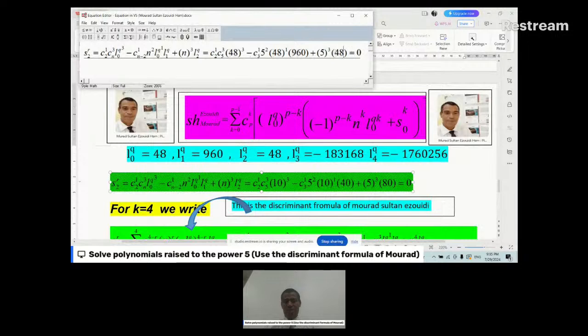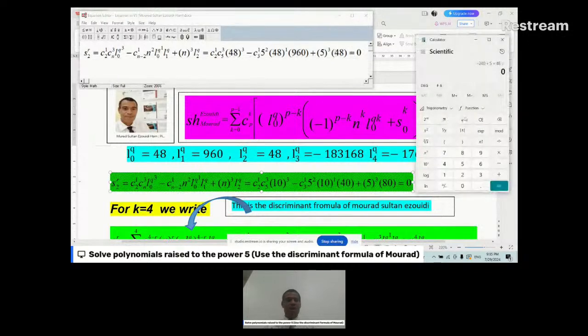Let's work together, learners. We have now 2 times 5 choose 3, which is 10, because 6 plus 4. So 2 times 10 is 20, times 48, times 48 to the power what, learners? To the power 3, minus 3 choose 1, meaning 3 times 25, times 48, times 960.